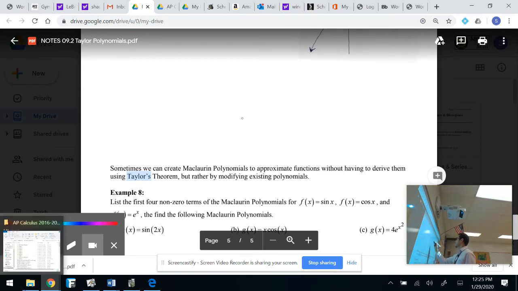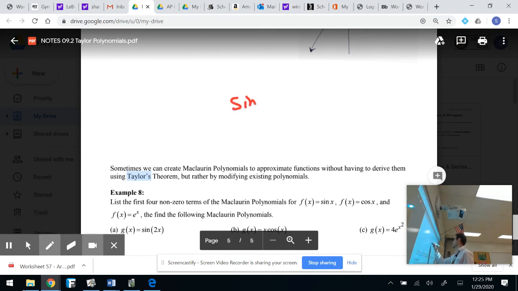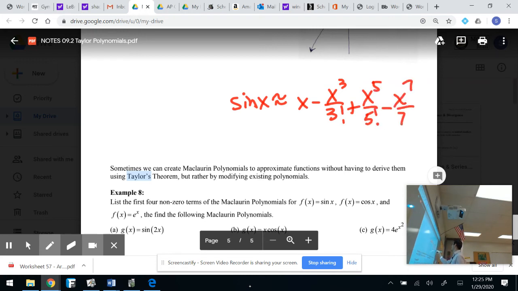We're going to write down the sine of x. What is sine of x approximately equal to? Do you have it memorized? It's x minus x cubed over 3 factorial plus x to the 5th over 5 factorial minus x to the 7th over 7 factorial plus, and so on.